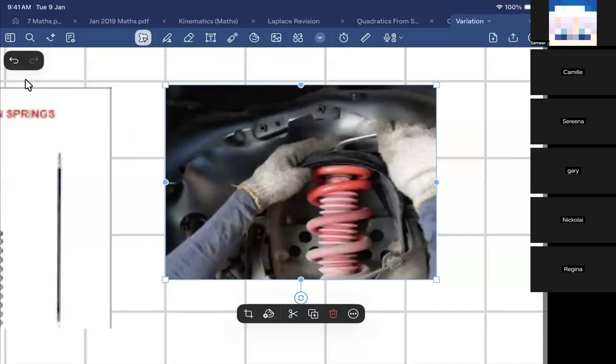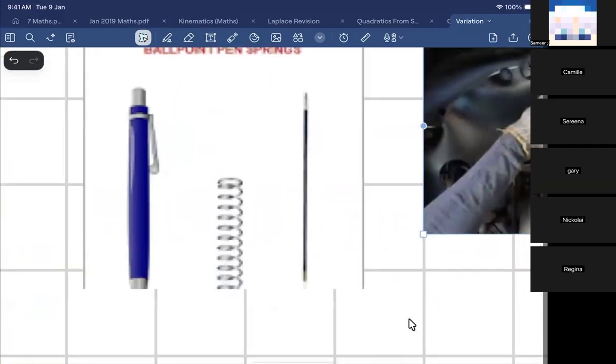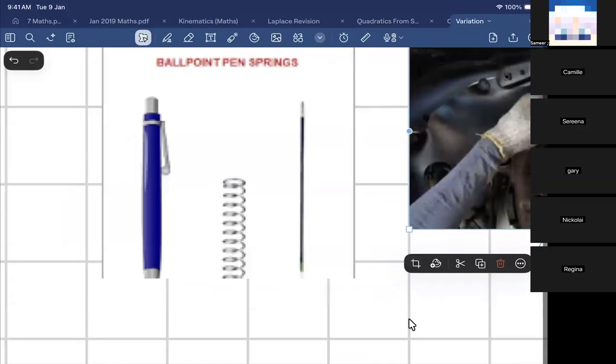All the people in class, do you think it'll be easy to extend or compress that spring? Look at the size of it. Serena, you think that spring will be easy to pull or compress? Look at the size of the thing. Compared to the spring from a pen, which is minute and you can easily pull.